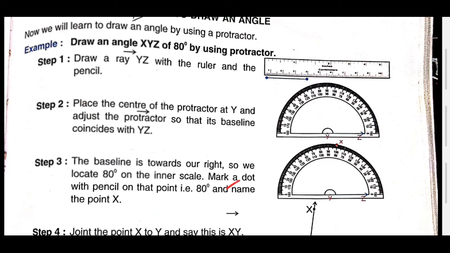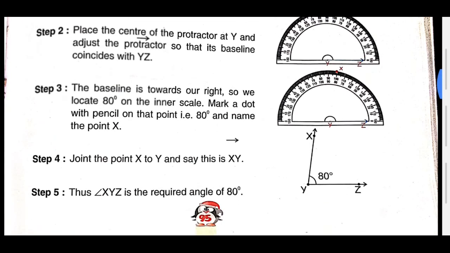Make a dot with a pencil on the point 80 degrees and name it point X. Just use the pencil and mark the point on 80. Take the inner side: 10, 20, and it is 80 here on the inner side. So put a dot and write X here. Then in the next step, join the points. Now remove the protractor, and when you see the point here, join the point from X to Y like that, with the scale.